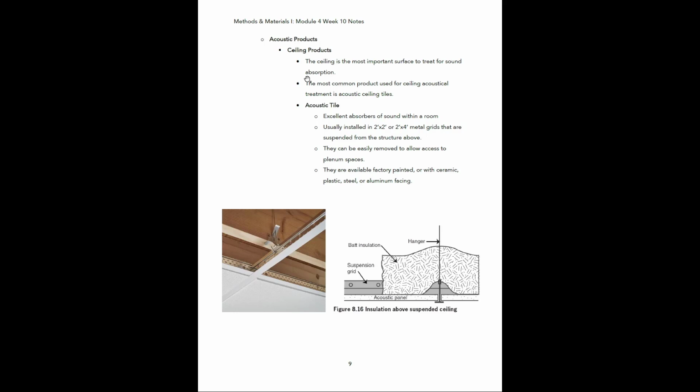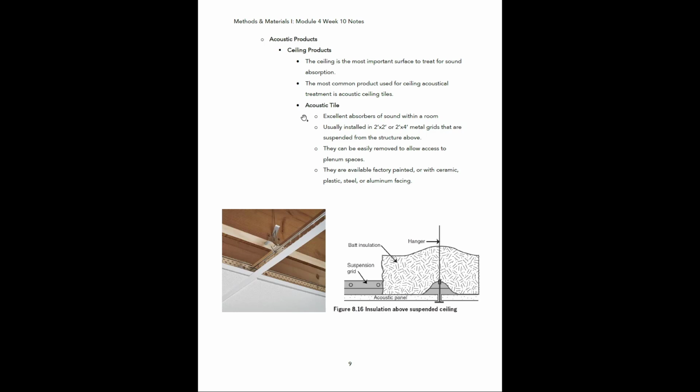So, ceiling products. The ceiling is the most important surface to treat for sound absorption. All right, keep that in mind. Most important is the ceiling. The most common product used for ceiling acoustical treatment is acoustic ceiling tiles. Okay, so as opposed to just a drywall gypsum wallboard ceiling, depending on the space you're dealing with, you might want to consider using acoustic ceiling tiles, because that is usually going to be your best way to control sound within the space from a ceiling perspective.